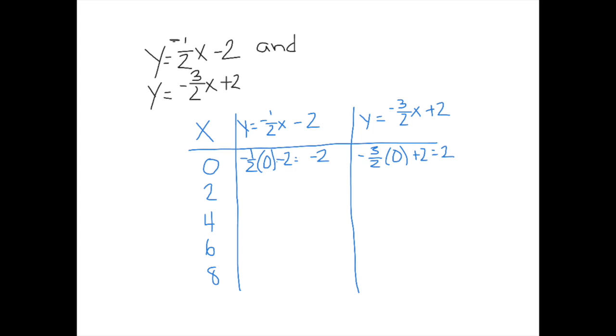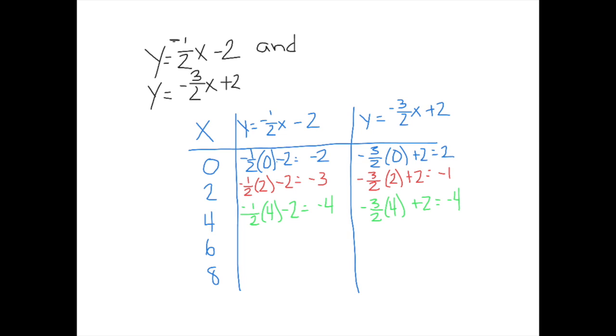So I did y equals negative 1/2 times 0 minus 2 and got negative 2, and then y equals negative 3/2 x, or 0, plus 2, which equals 2. Then I continued that with an x value of 2, and I got negative 3 and negative 1. I'm looking for my y values to be the same to know that it is a solution. Since negative 3 and negative 1 are not the same, I'm going to continue.